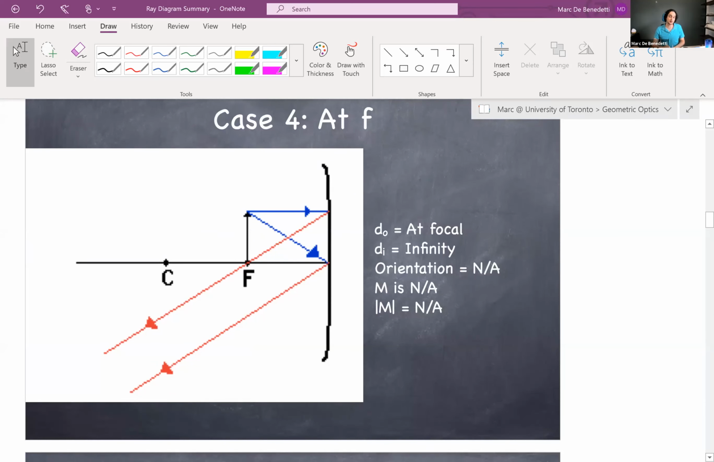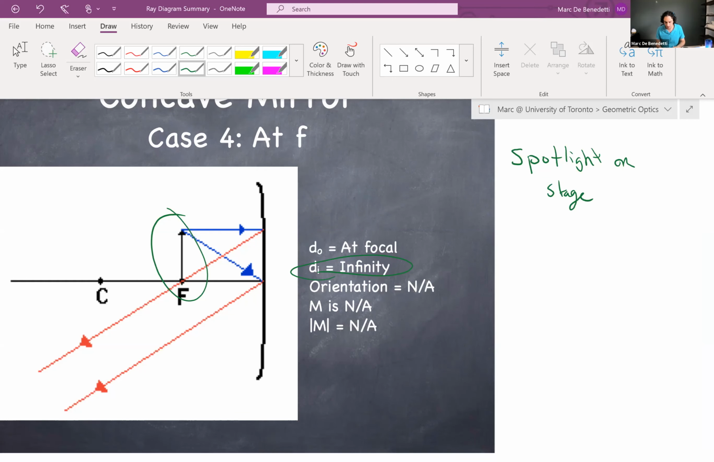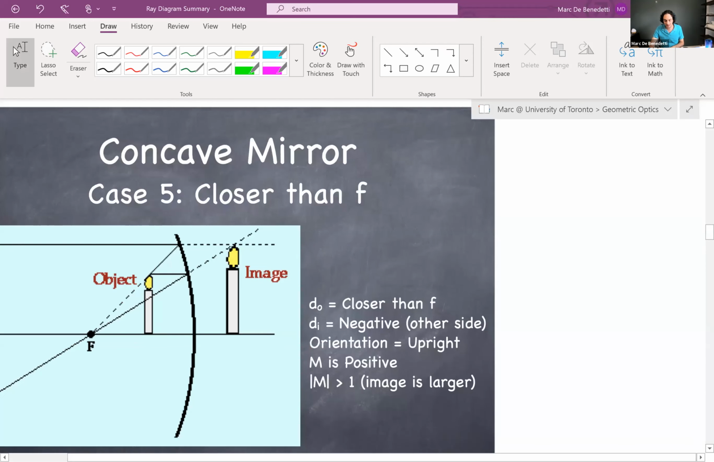And then the next milestone is to put the candle at the focal point. You might recall me saying this is how we create a spotlight on a stage. You put a light source at the focal point, and the light rays will come out parallel. So there will be no image. Mathematically, the location of the image is at infinity, which means it's not even virtual, it's not even real, it just doesn't exist. The orientation is not applicable, the magnification is not applicable, so we can't even talk about those.